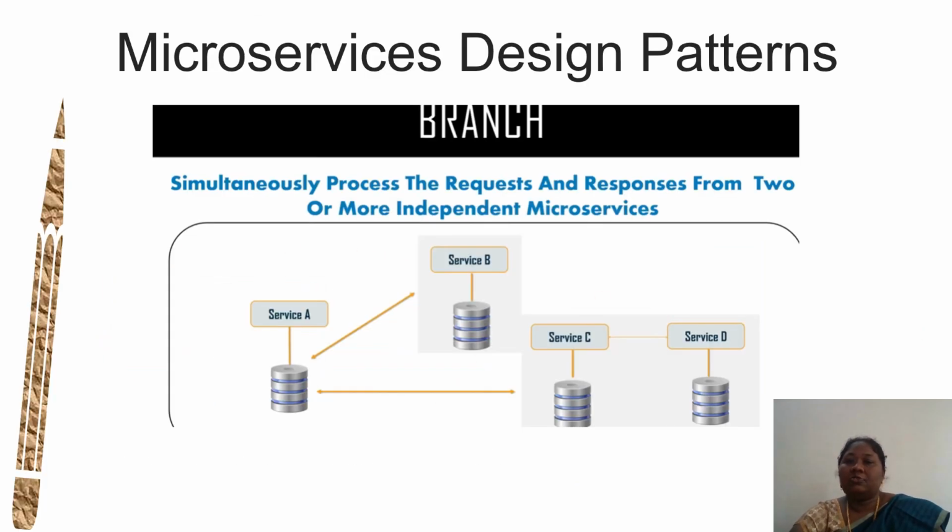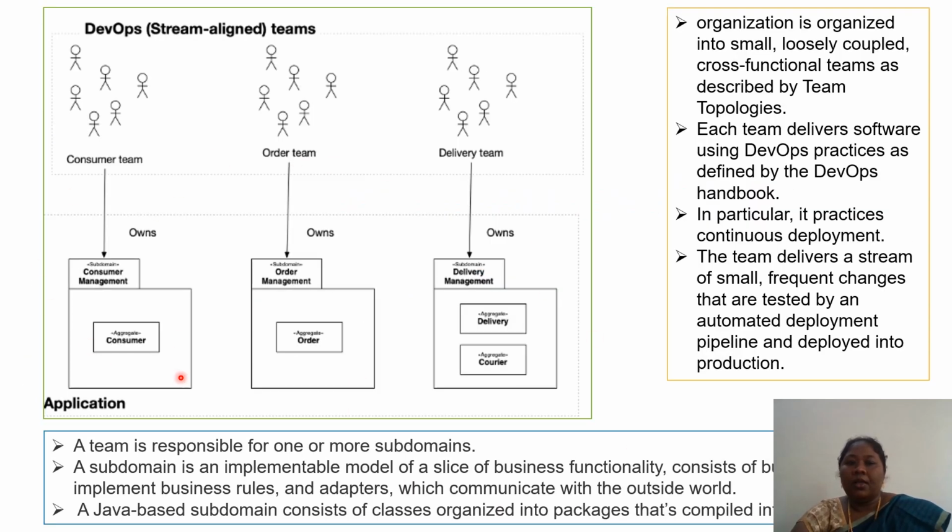So such kind of patterns also you can follow. The next pattern is called branching. It simultaneously processes the requests and responses from 2 or more independent services. There is no dependency, but in case it is needed, it combines or fetches results from different microservices. So that is called branching. For example, every team is responsible for one or more subdomains. A subdomain is an implementable model. It's a slice of business functionality, logic, rules, and adapters, and they communicate with each other.